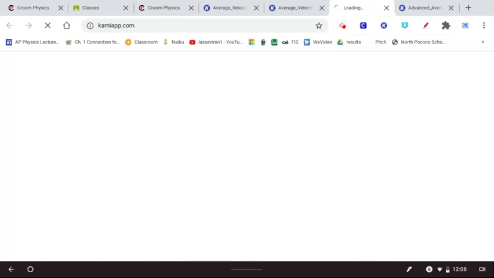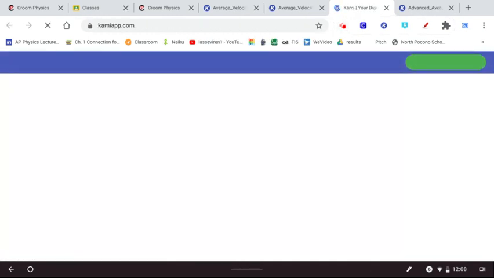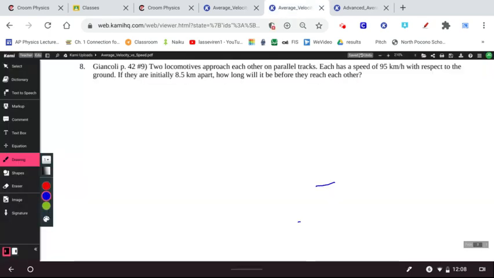So the next problem we're going to try here is number 8 on the average velocity versus speed worksheet, again found on the website. This one's a little more challenging. We have 2 locomotives approaching each other on parallel tracks, each at a speed of 95 kilometers per hour with respect to the ground. If they are initially 8.5 kilometers apart, how long will it be before they reach each other? There's a couple ways of solving this.